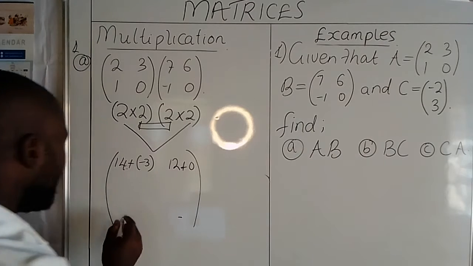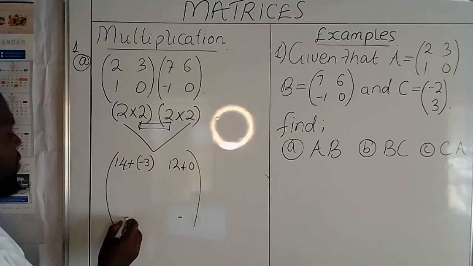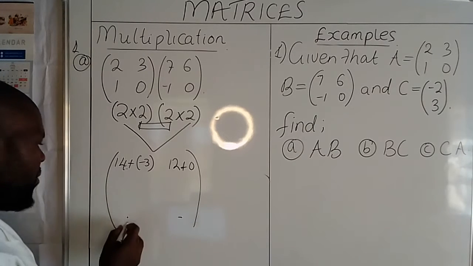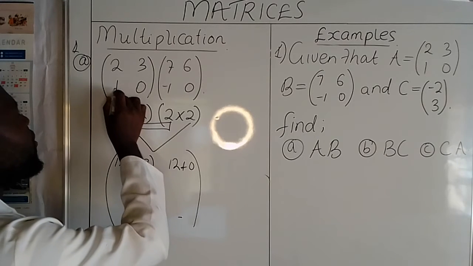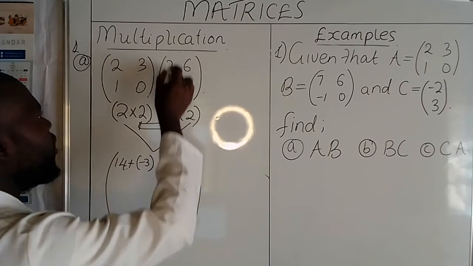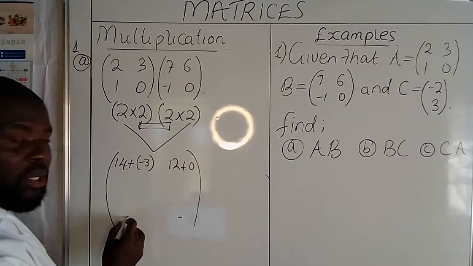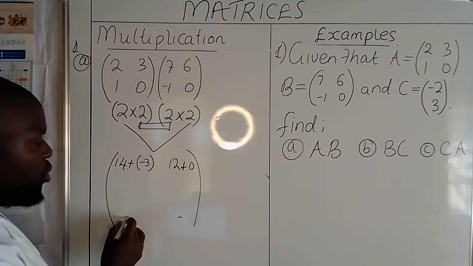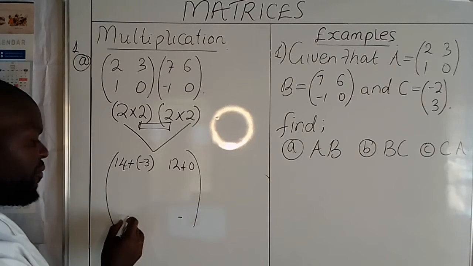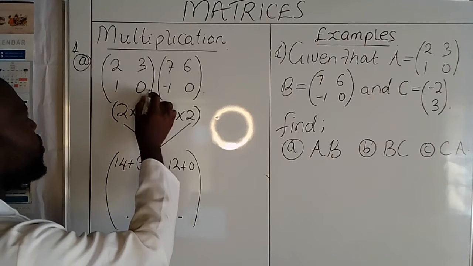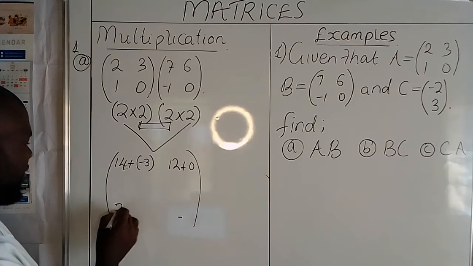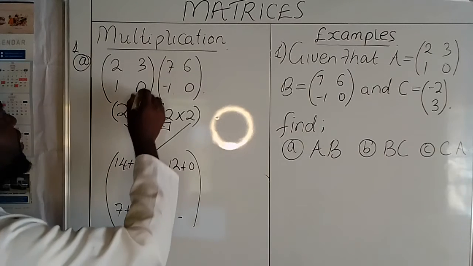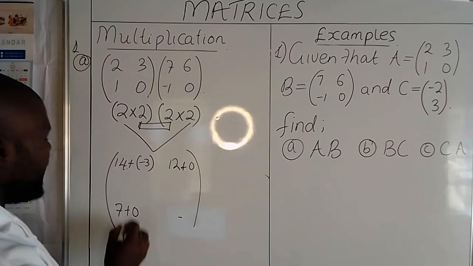Getting an element for this position, which is row 2, column 1, we shall multiply row 2 by column 1, because this position is row 2, column 1. So we shall say 1 by 7 is 7, plus 0 by -1 is 0.